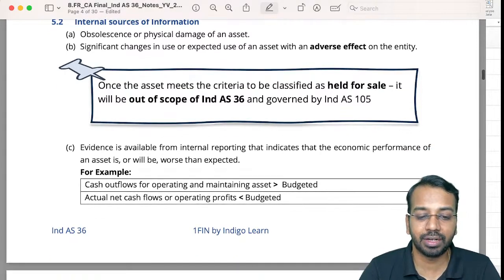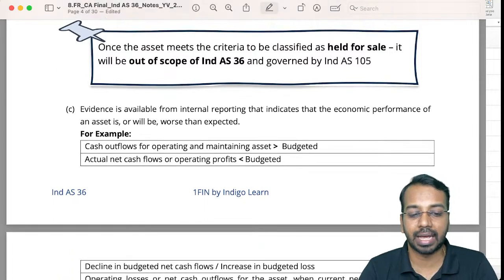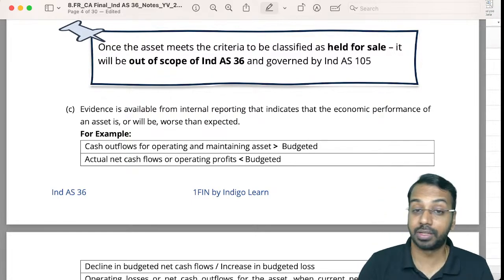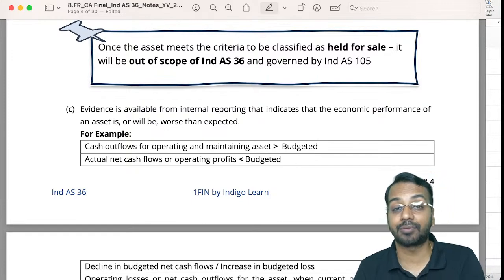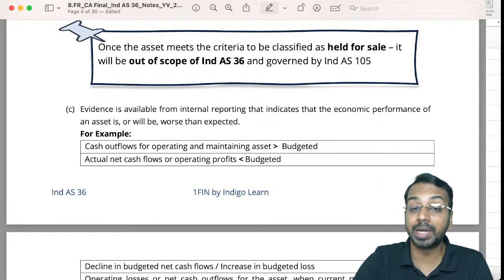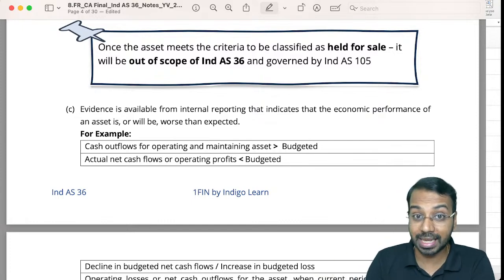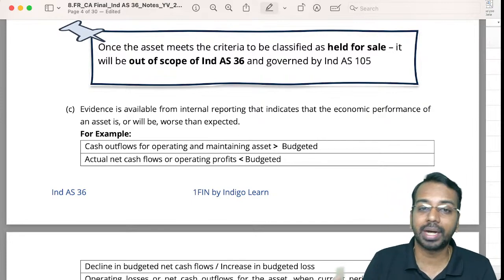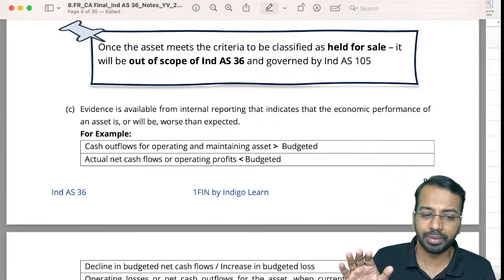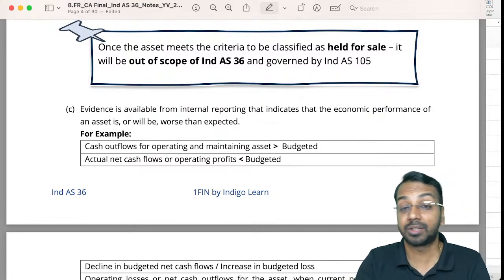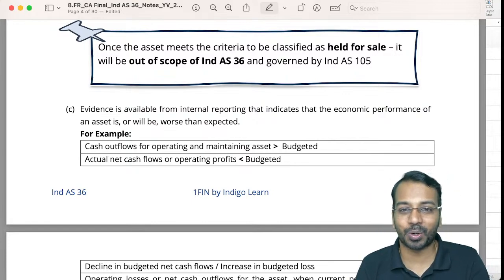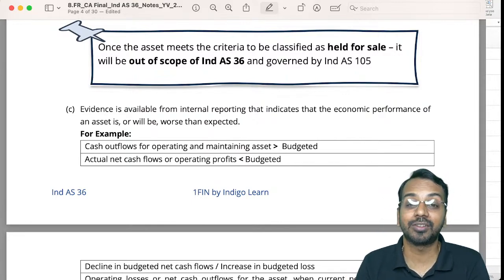Then evidence is available from internal reporting that economic performance of the asset will be worse than expected. Now, for example, I purchased an asset. Internally, the management also discusses, okay, we will use this asset for this particular purpose. We will spend so much of amount in using this asset. From this asset, we will get so much of benefit. All of that, the management will be discussing. Now, if you look at the report, you feel that they are thinking that the cash inflow from the asset will be lower, or the management is estimating that you need to incur higher maintenance cost for that particular asset. These may be indicators of impairment.